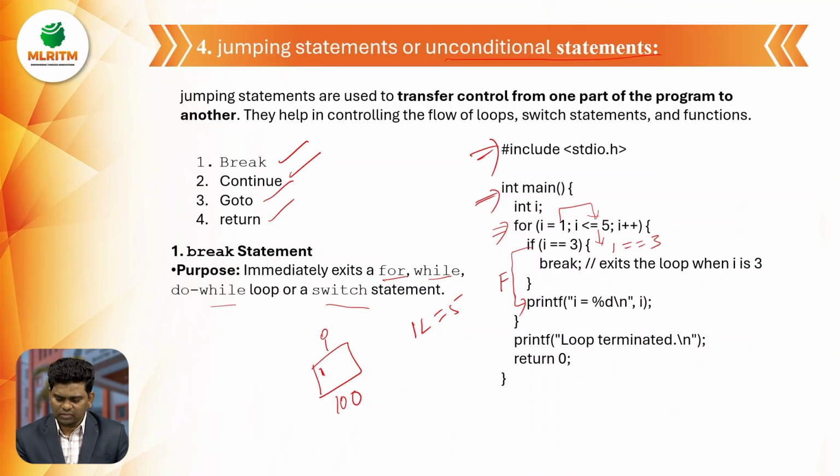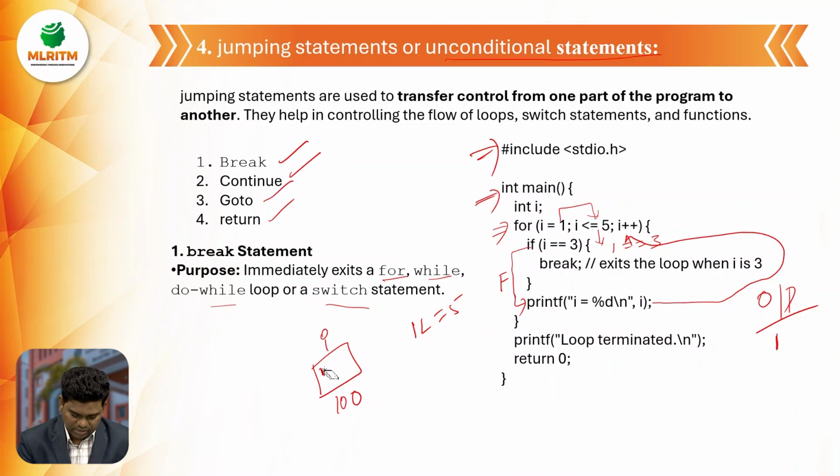After the if, there is one more statement called printf. You know the purpose of printf: it displays some value. What are you displaying? You are displaying the I value, that is 1. After this, control transfers to the modification part, that is I plus plus. I plus plus means the I value increases by 1. Previously the I value is 1; after I plus plus, I value becomes 2.